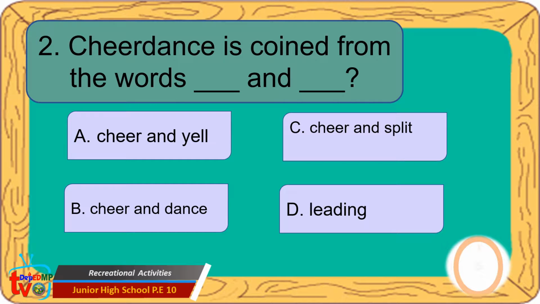Number 2. Cheer dance is coined from the words blank and blank. A. Cheer and yell. B. Cheer and dance. C. Cheer and split. D. Leading. The correct answer is letter B. Cheer and dance.